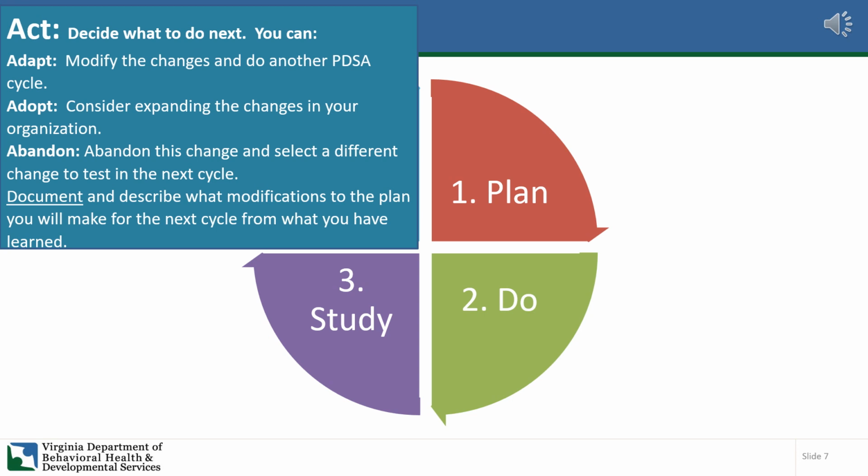And now we arrive at the act stage. This is where you decide what to do next. You can adapt, adopt, or abandon your process. If you adapt, this means you modify the changes and do another PDSA cycle. You can adopt the change. This basically means that it worked, and you could consider expanding the changes in your organization. You could abandon the change because it did not work and select a different change to test next. Remember to document and describe what modifications to the plan you will make for the next cycle from what you learned.